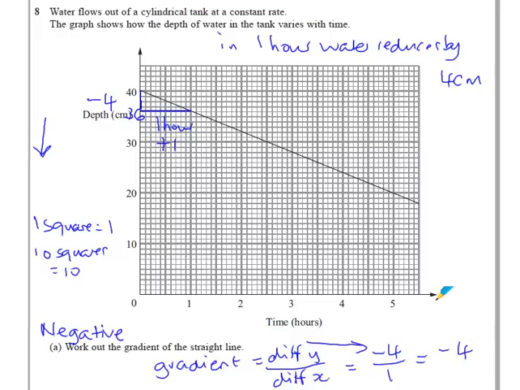The practical application they're wanting us to write down is that actually, just as we worked out to help us work out the gradient, in 1 hour the water reduces by 4 centimetres.